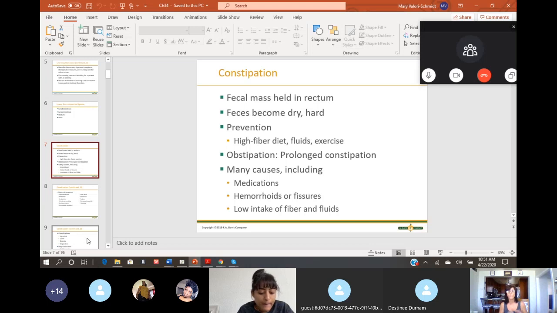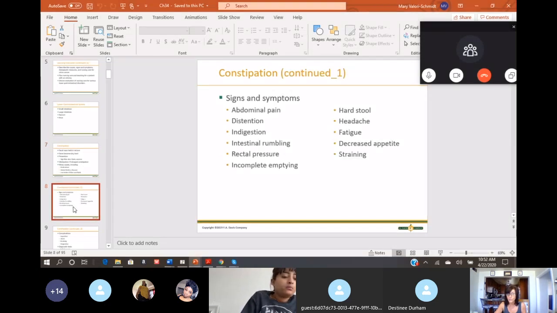Obstipation is the medical term for a prolonged constipation. Some medications can cause constipation. If a patient has hemorrhoids, or if a patient has rectal or anal fissures, which are painful. A fissure is kind of a crack in the mucosal lining of the rectum or the anus. Very painful, more painful than a hemorrhoid. They don't want to move their bowels because they know it's going to hurt, and so they tend to wait, and then they get constipated, right? And then, of course, a low intake of fiber or fluids, they're all contributing factors.